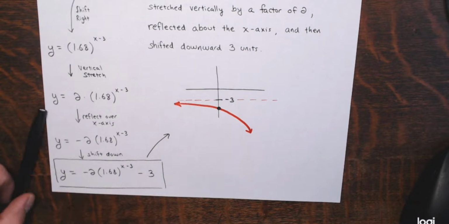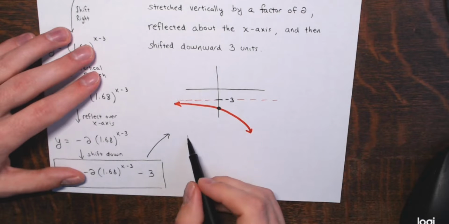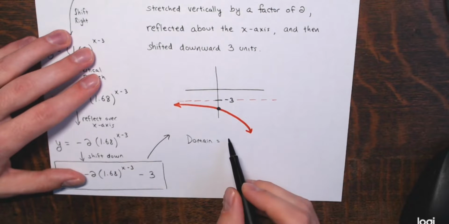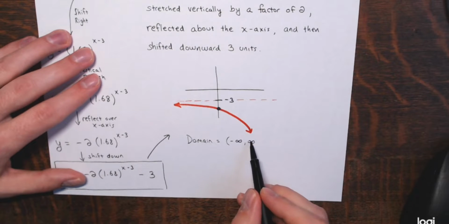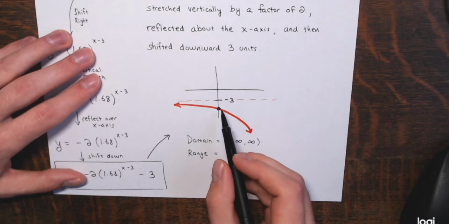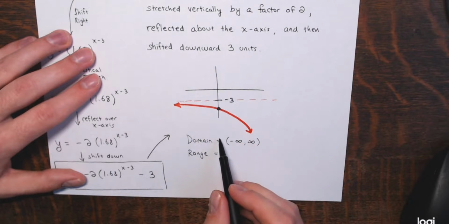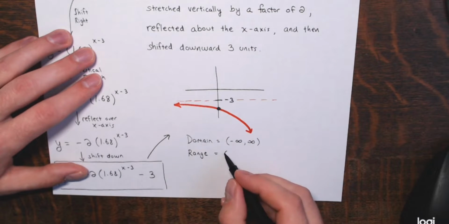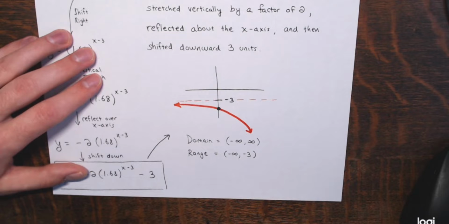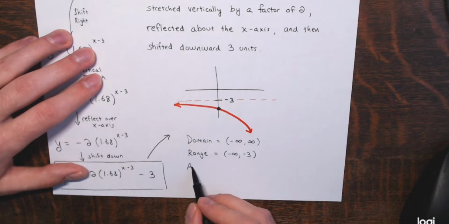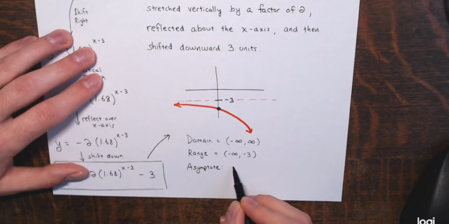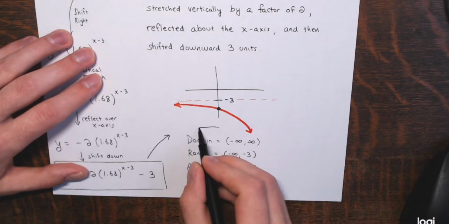Very rough. So the domain, as I've been saying every example, the domain of every exponential function is all real numbers. The range, though, which you can see from the graph, is all the numbers less than negative 3. So that would be from negative infinity up to negative 3, but not including negative 3 if you were writing an interval. And the asymptote is y equals negative 3. Okay. Wonderful.